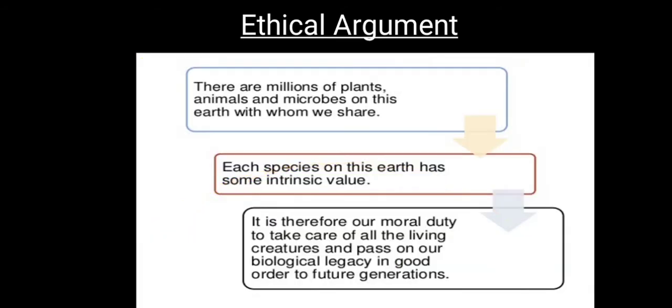The last reason is the ethical argument. There are millions of plants, animals, and microbes on this earth with whom we share. And each species on this earth has some intrinsic value, and their value has to be respected. All species are interdependent on each other. As we know, the loss of one species may have a direct or indirect consequence on the members or the sustainability of other members of the community.